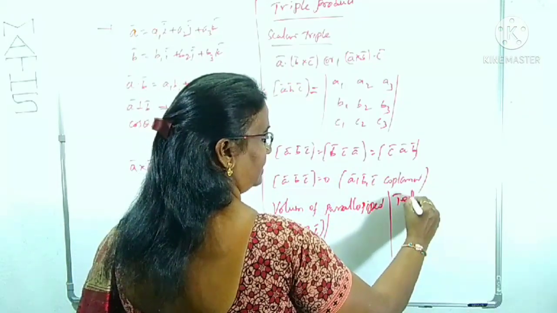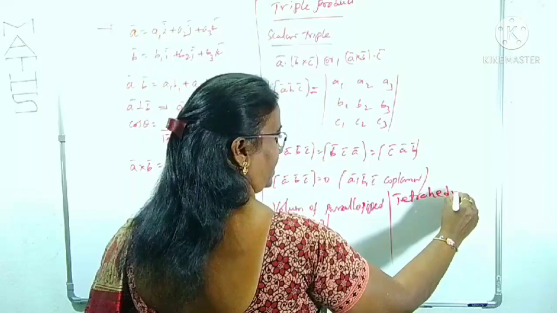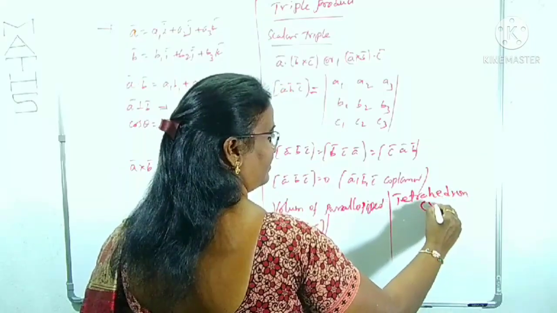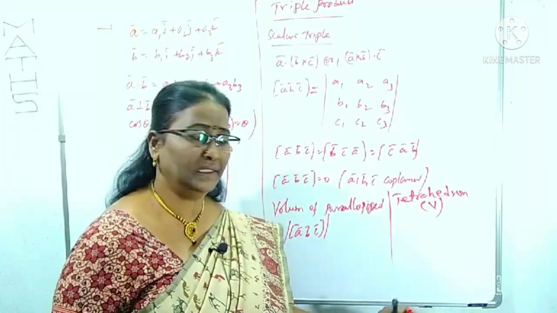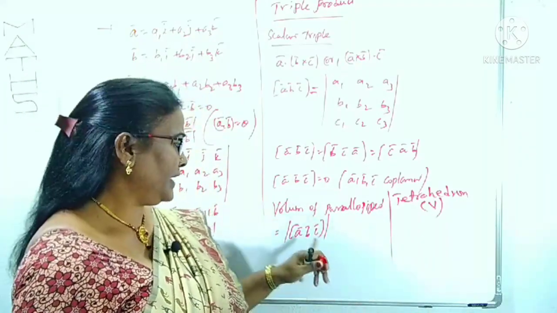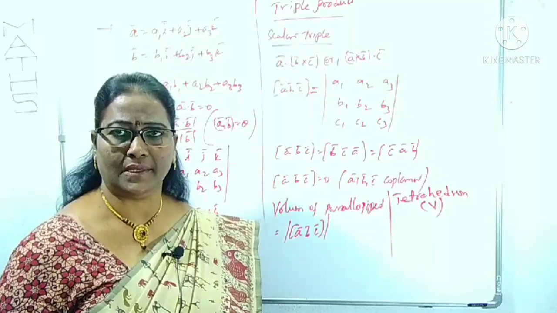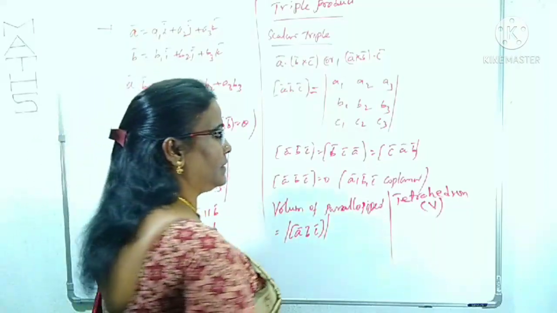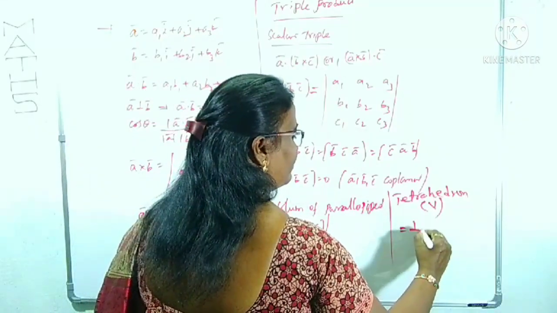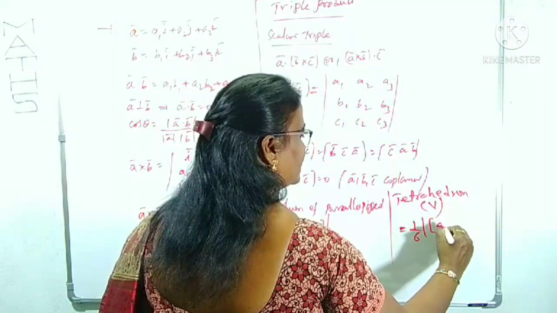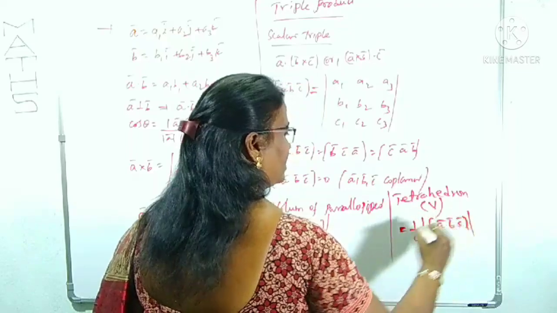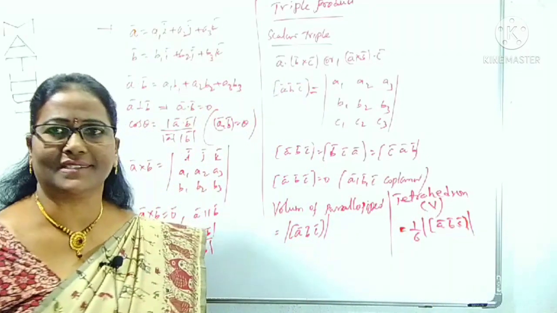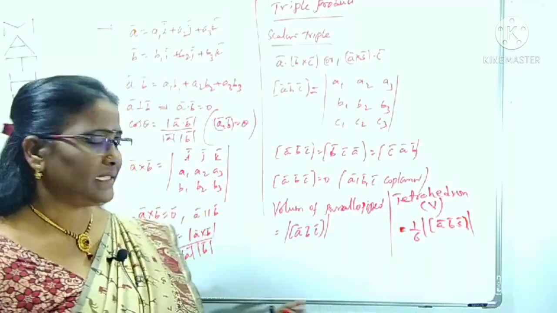And we can observe that A, B, C as coterminous edges form what is called a tetrahedron. For this tetrahedron also we can find the volume V. The volume of a tetrahedron, when A, B, C are coterminous edges of the tetrahedron, is simply 1/6 times the modulus of box ABC. You can write cubic units for both of them, because volume is in cubic units. Clear? These are the basic points.